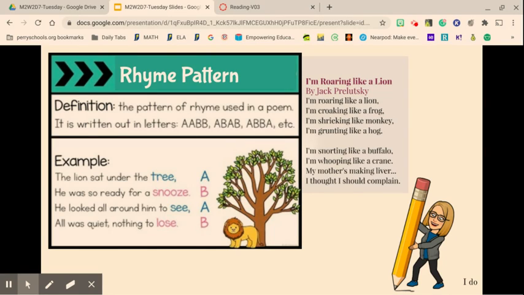So when I go through and I find the rhyming words, I can see tree and see, and then I can see snooze and lose.